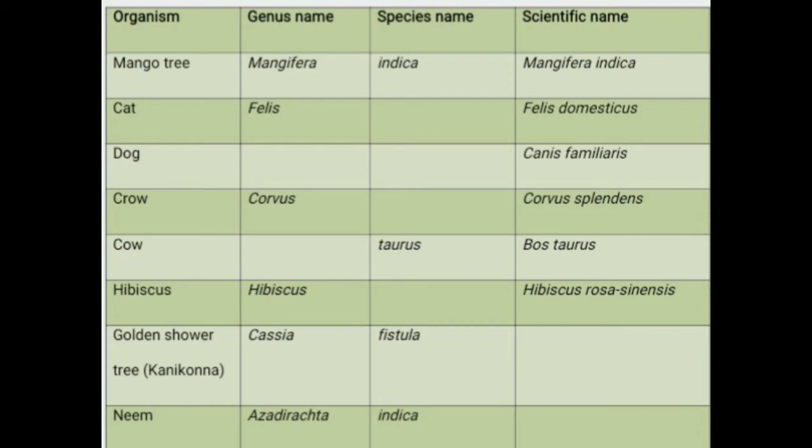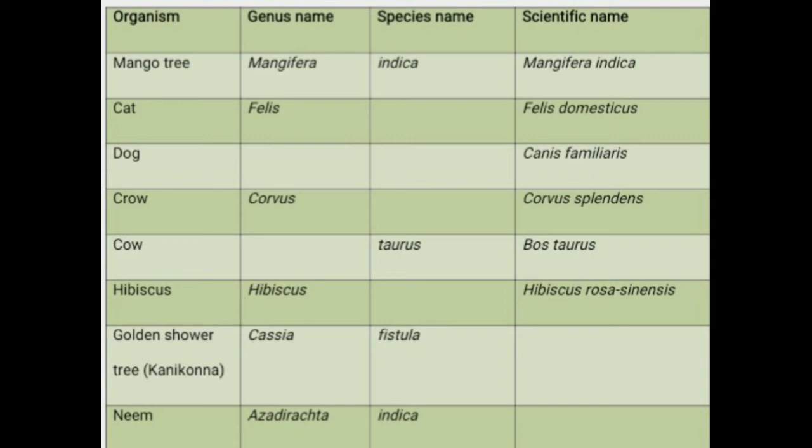So now there is an activity for you. Here is a table regarding the name of an organism, its genus name, species name and scientific name. You have to complete this table, and one item is done for you, that is the first one, mango tree. You have identified that the scientific name is Mangifera indica, and so its genus name is Mangifera and species name is indica. So the scientific name is found by joining the two words or the two names, that is genus name and the species name.